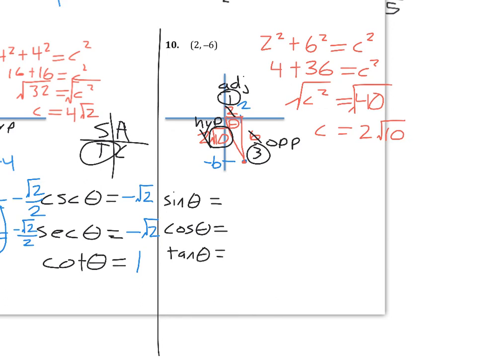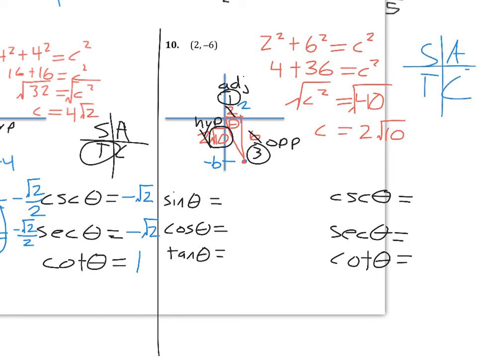Reciprocal of sine is cosecant. Cosine goes with secant. And tangent goes with cotangent. Before we start writing those, let's figure out which one is negative. I should say which ones are negative. So A, S, T, C. Cosine is positive. So sine's negative, tangent's negative, cosecant is negative, and cotangent's negative.